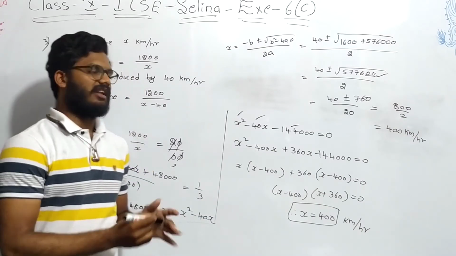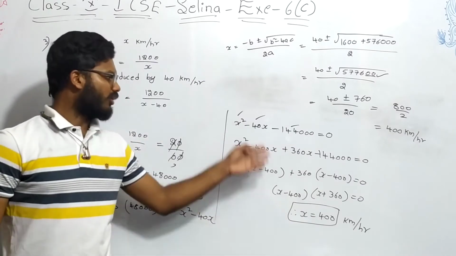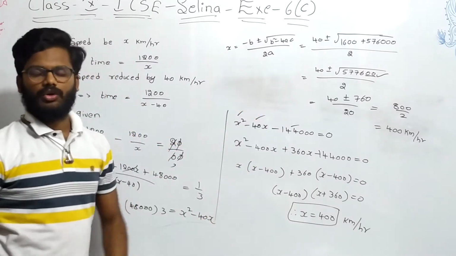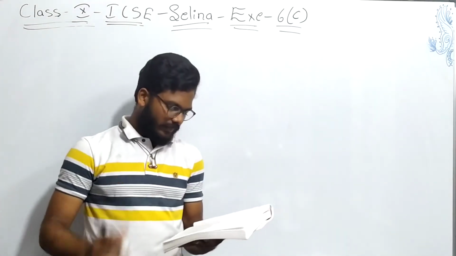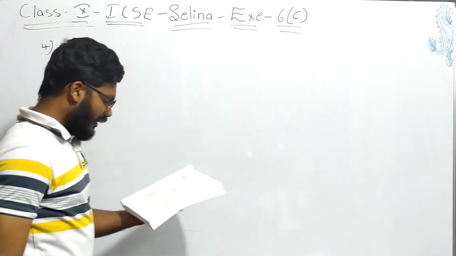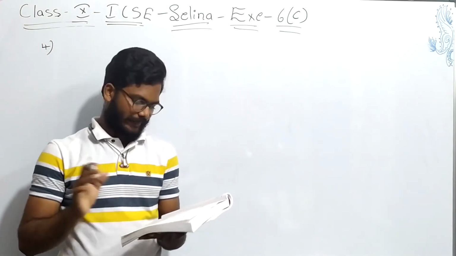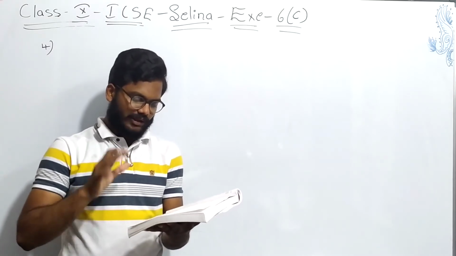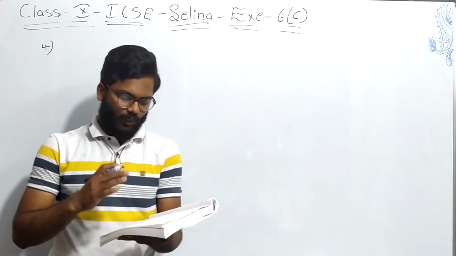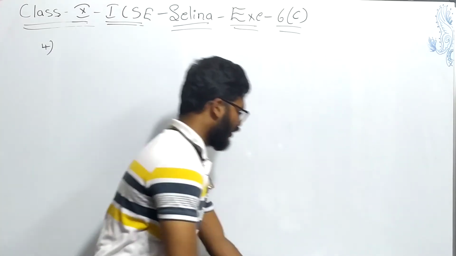You can do it in any way. If you remember the factors directly, you can use the factorization method or you can use the formula to find the roots. Next, fourth problem. A car covers a distance of 400 kilometers at a certain speed. Had the speed been 12 kilometers per hour more, the time taken for the journey would have been 1 hour 40 minutes less. Find the original speed of the car.